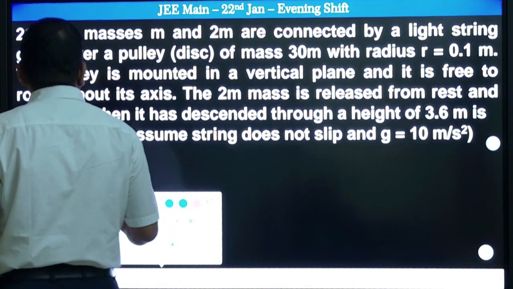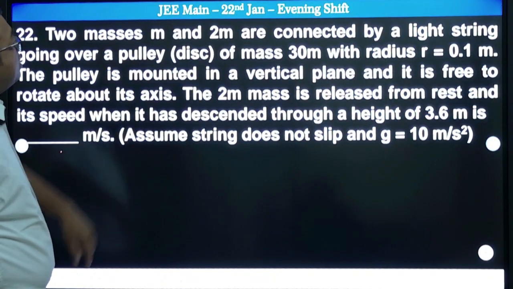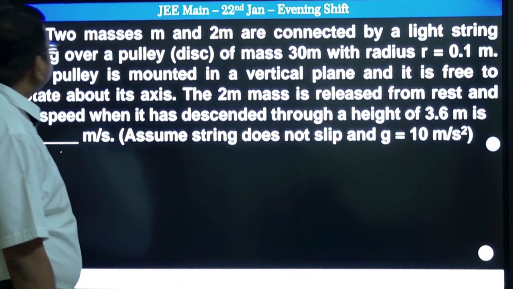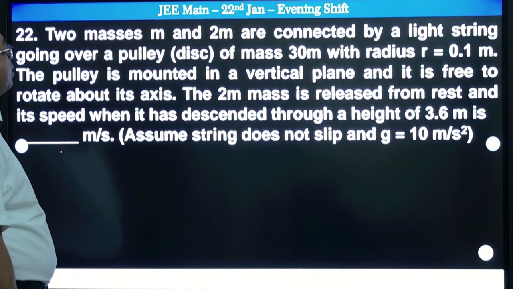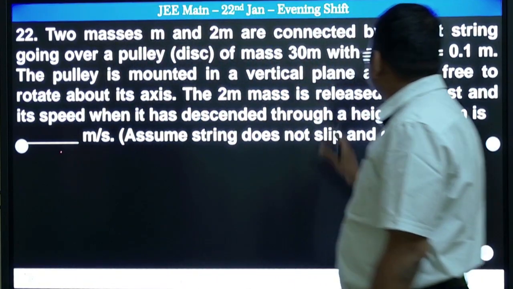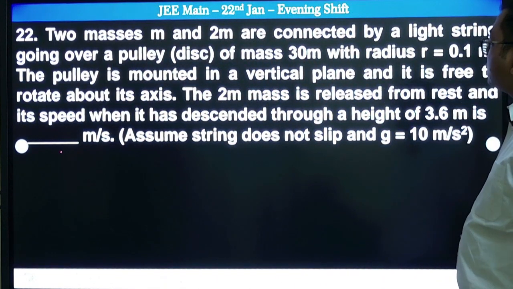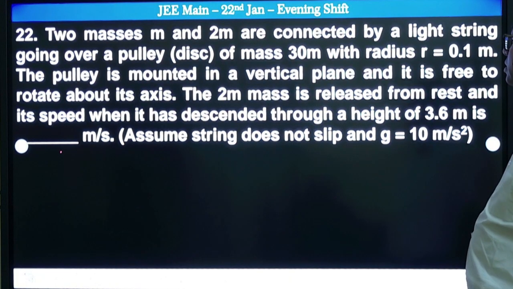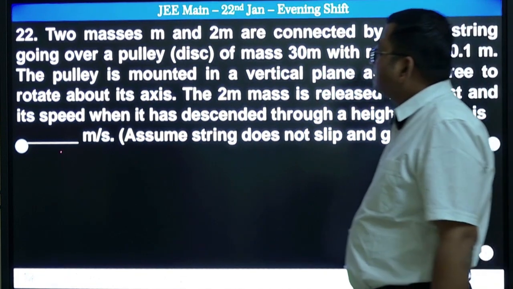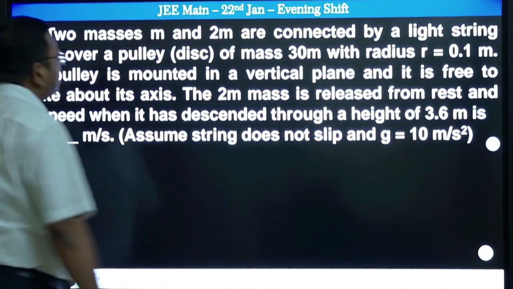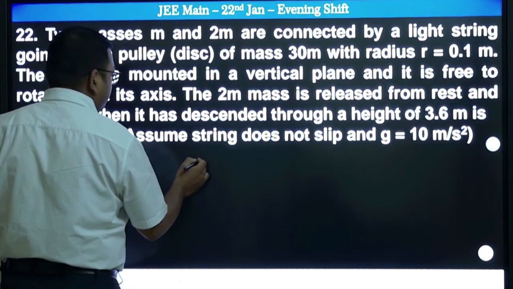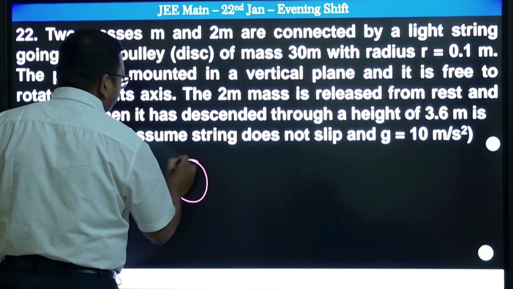next question. Two masses m and 2m are connected by a light string going over a pulley of disk mass and radius this. The pulley is mounted on a vertical plane and is free to rotate about its axis. Right? The 2m mass is released from rest, and its speed when it has descended through a height of 3.6 meter is. What is the question? Diagram I think is not given, but let us consider here. Two masses m and 2m are connected by light string. Okay, disk. So that means you need to consider rotational effect of this pulley.